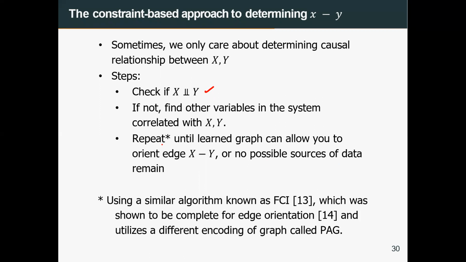One thing I'll quickly mention is that you repeat this step, but it's better to use a slightly different algorithm called FCI. The reason you would use FCI instead of IC star or IC is that it uses a slightly different encoding called a PAG, which is able to express a lot more of the relationships between variables and be a bit more precise. I'm not going to go over this at all, it's just a quick mention.